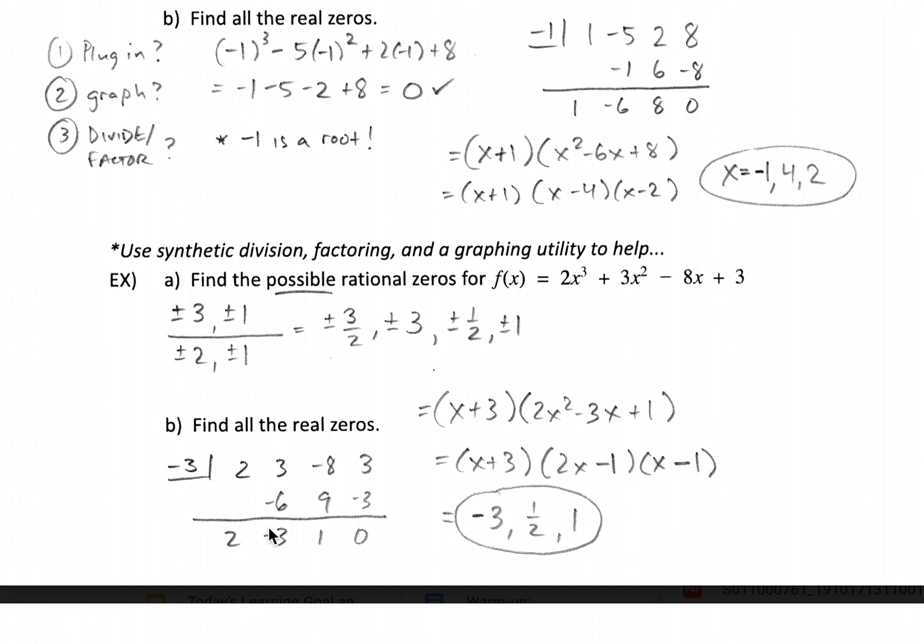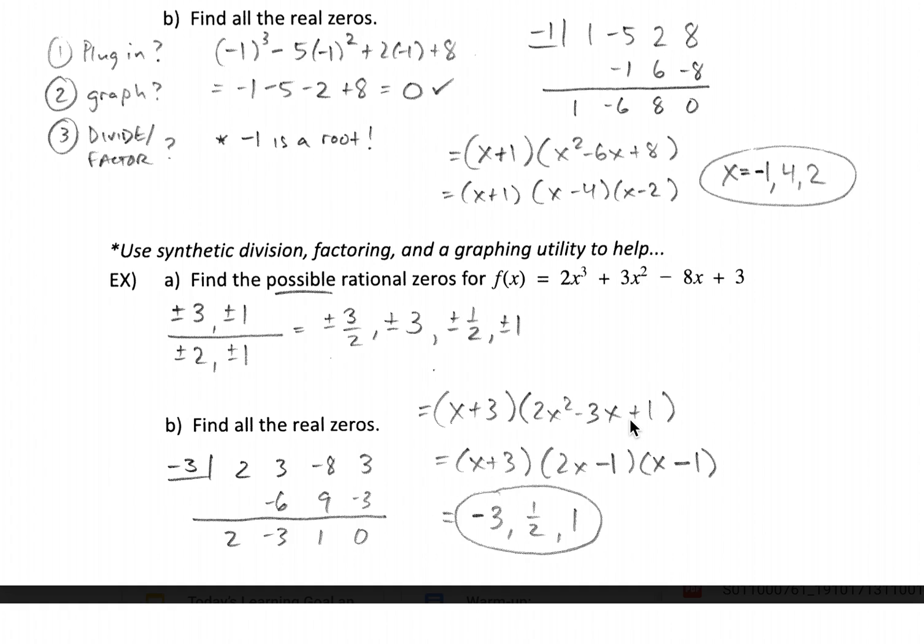So using synthetic division, I see that my remainder is 0, once again verifying that -3 is in fact a root of this function. So its factored form would be x plus 3. My result down here is going to be a function 1 degree less than the cubic, so I'm going to start with my quadratic, 2x squared minus 3x plus 1. Now all we have to do is factor that quadratic.